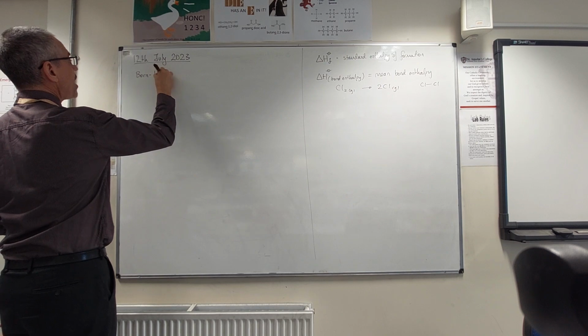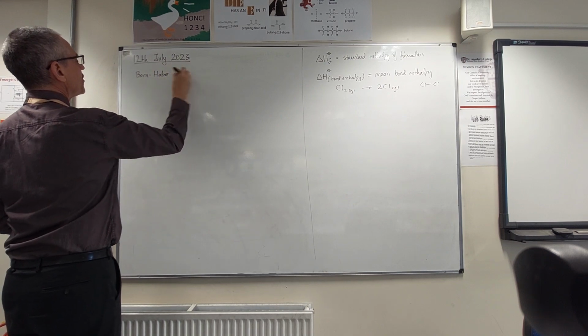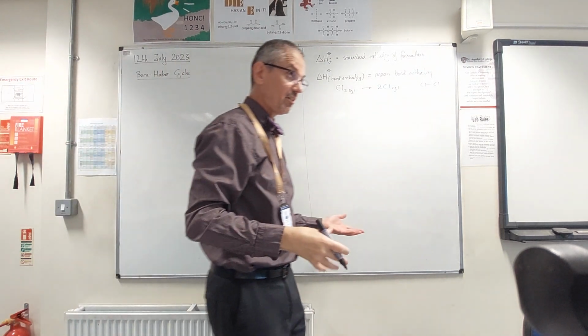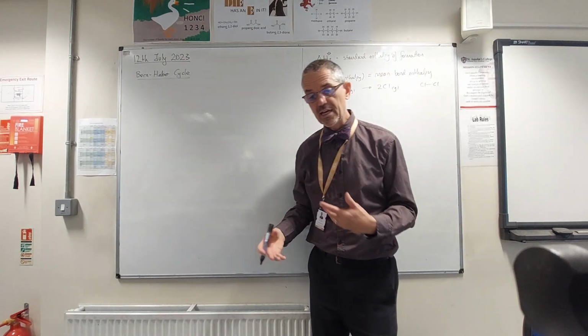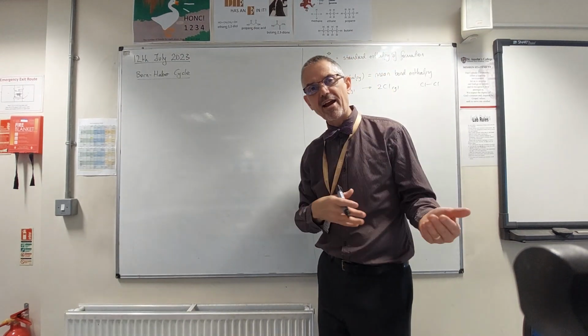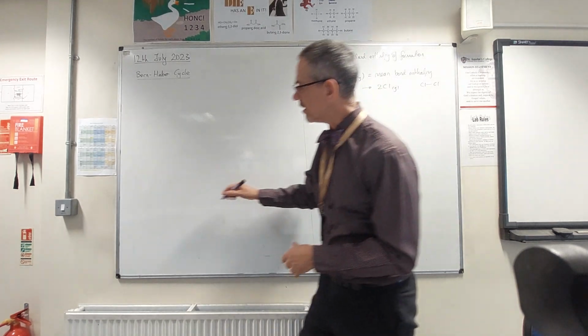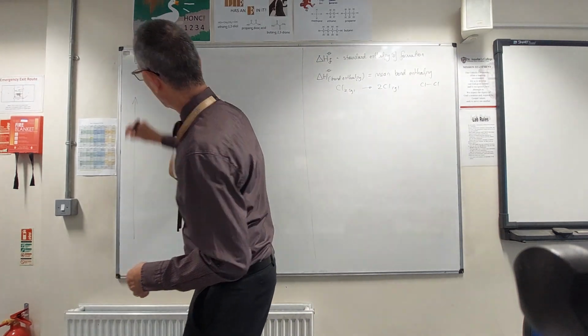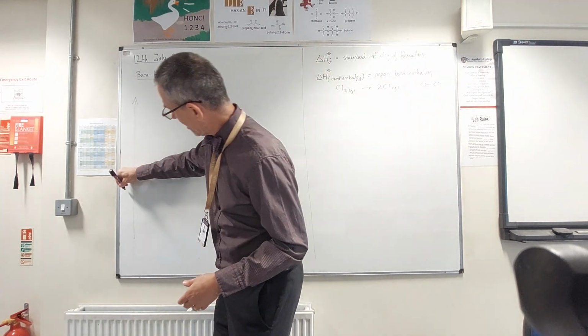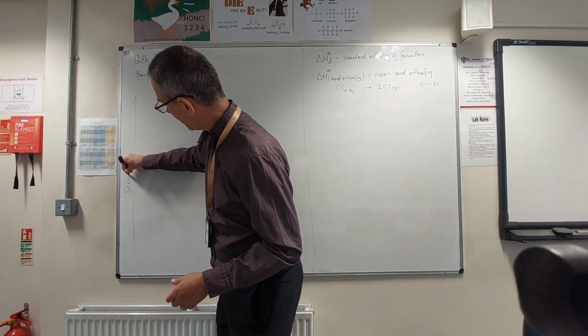It's called the Born Haber cycle. The thing that makes a Hess diagram or a Hess cycle different from a Born Haber cycle is that a Born Haber cycle doesn't just have arrows for the different reactions. It keeps an axis on the left here going upwards for energy.